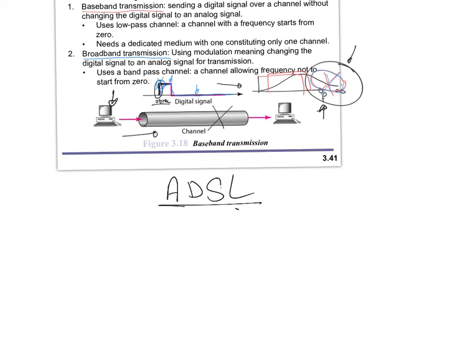ADSL existed before the fiber to home technology that we have to connect to the internet nowadays. So before that, we used to use a technology called ADSL. The idea of ADSL is the fact that we have already a network that has been around for decades, which is the telephone network. We have a network called public switched telephone network, which is the network for landlines.